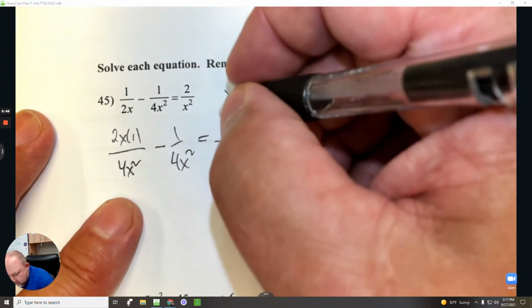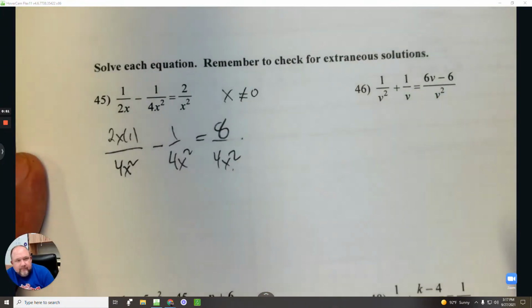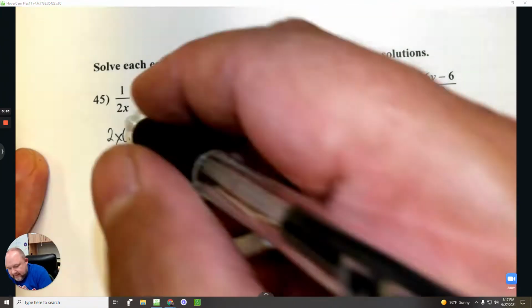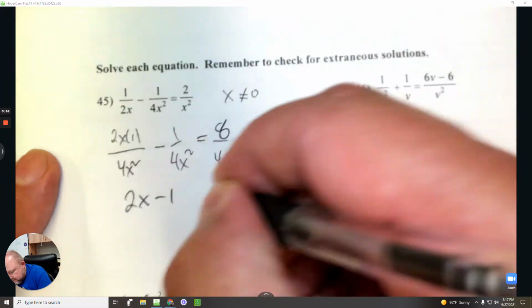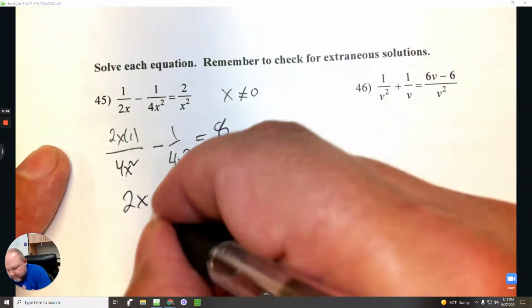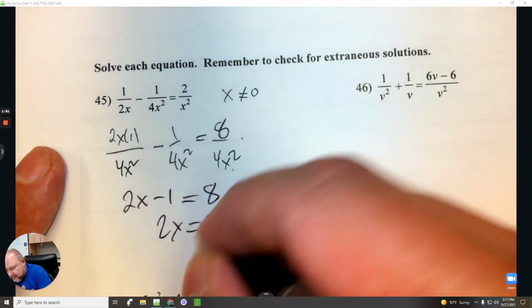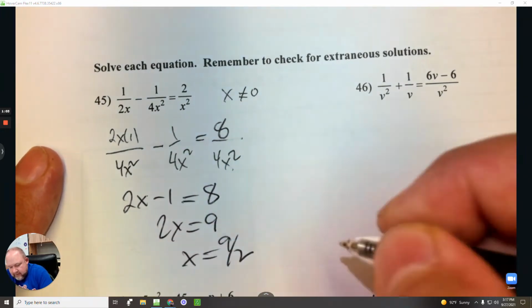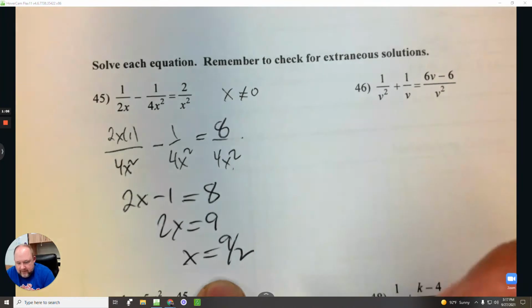Oh, times 4, right? Top and bottom. So that's 8. Now only write down the numerator. Only the numerators, and then solve it. So add 1 and then divide by 2. That's a good answer. It doesn't match that.